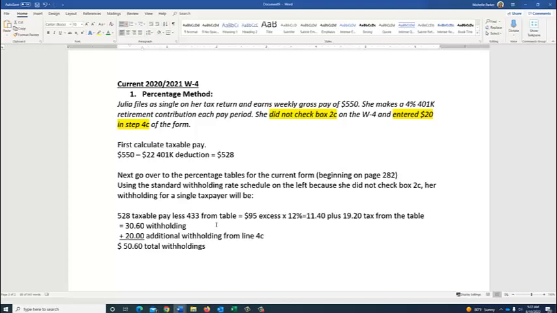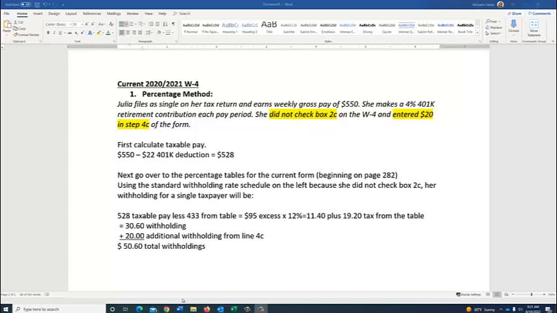So the first thing we're going to do is calculate her taxable pay. So we'll take 4% of $550, which gives us $22 in our 401k deduction, and that's not taxable for federal income tax. So we subtract that, and her taxable income will be $528. Now let's make note of her adjustments. We'll have to remember that box 2C was not checked, and $20 was entered on step 4C.